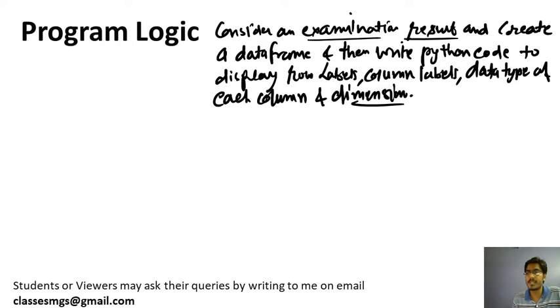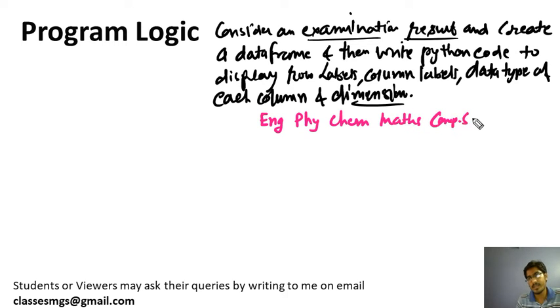So I am creating here some examination result. Let's suppose the subject names are English, physics, chemistry, math, computer science, total, and percentage. Like this you see on your notice board when the result is declared, it looks like this on a single page.